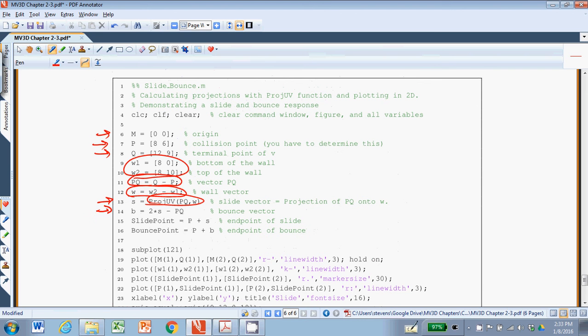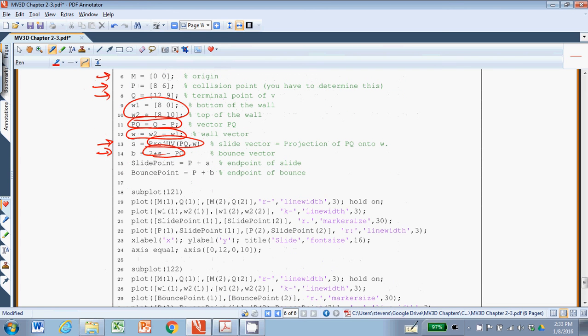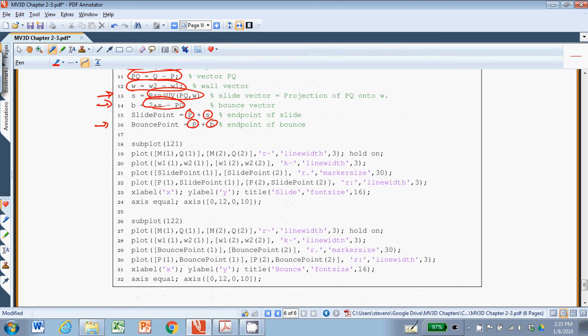And so once I have S, my bounce vector is easy to get. It's 2S minus PQ. And then my slide point, I just take my collision point and add my slide vector, which, fortunately in MATLAB, are both vectors of length 2. Make sure they're either both column vectors or both row vectors. And my bounce point is just the collision point plus my bounce vector. And this is just some graphic directives to do the plots. And this was basically where it started and where it was going.